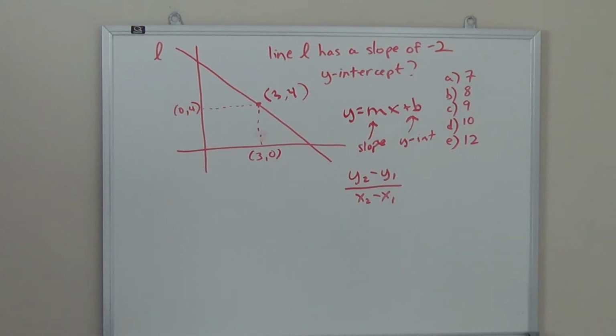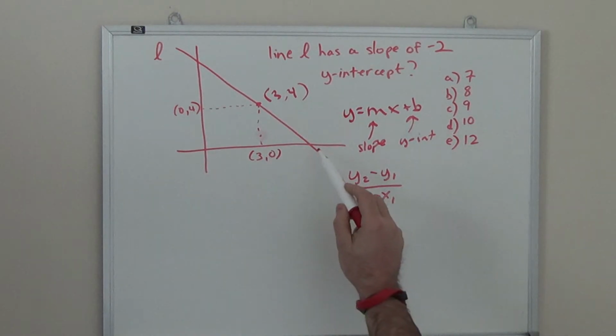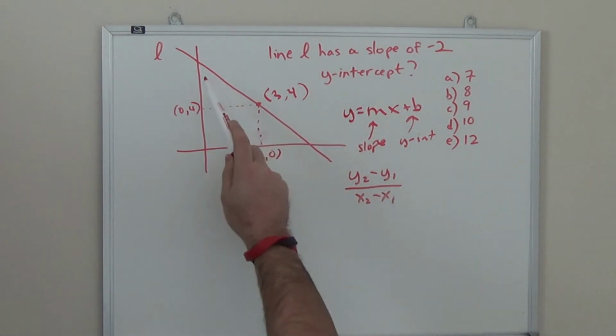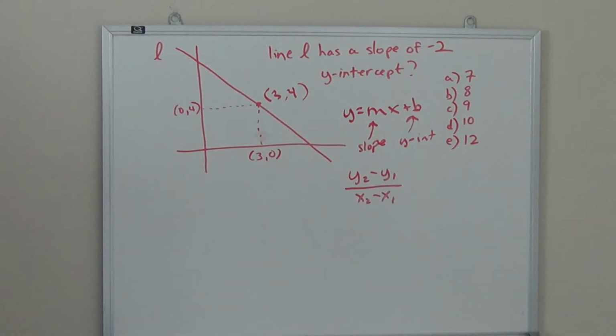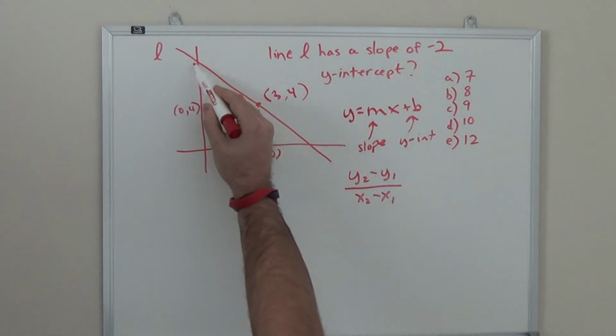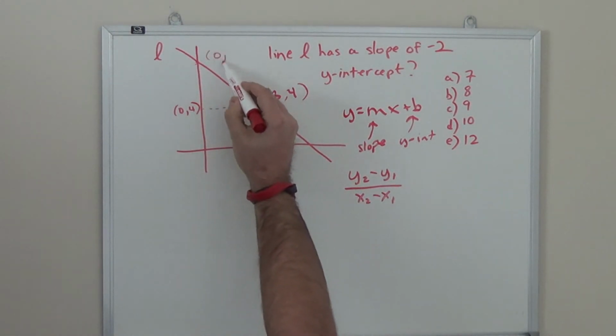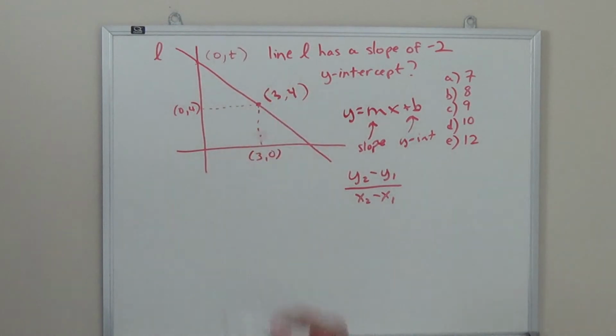Well, you're going to need 2 points, right? Well, we only have 1. We have 3, 4. Well, we're looking for the y-intercept, so it sort of makes sense to look at this thing. Well, all we really know is the x-coordinate is 0. We'll just call the y-coordinate t for whatever reason. We don't really know what that is. But what we do know is the slope. The slope is -2.